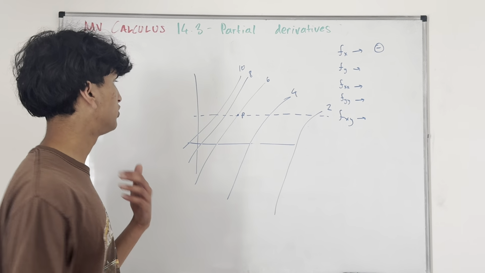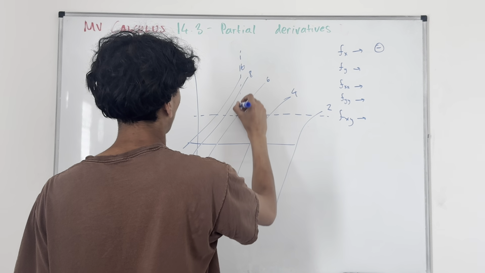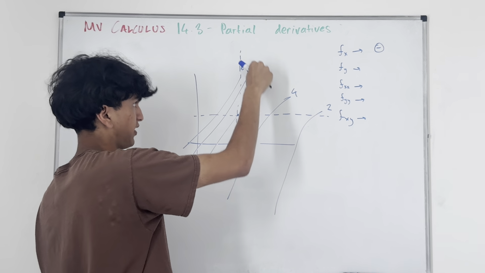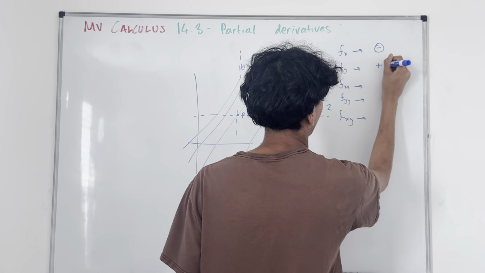For f of y, I would do the same thing, but now in the y direction. So as I go up the y direction, I can see my function's increasing. I start at 6, and then I go to 8 and 10. So I know this is increasing.